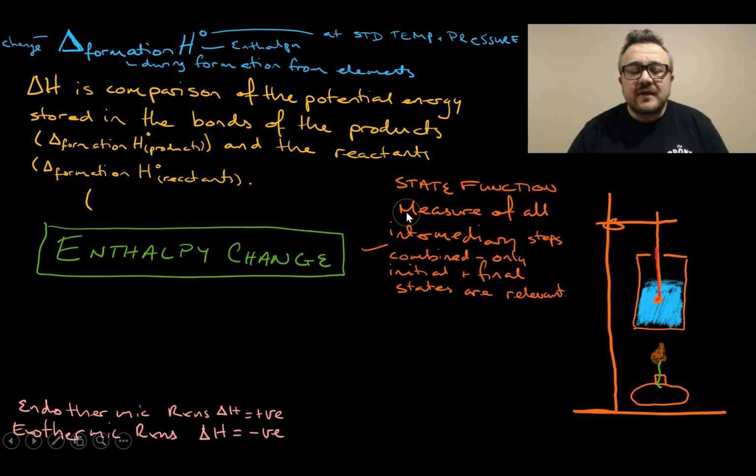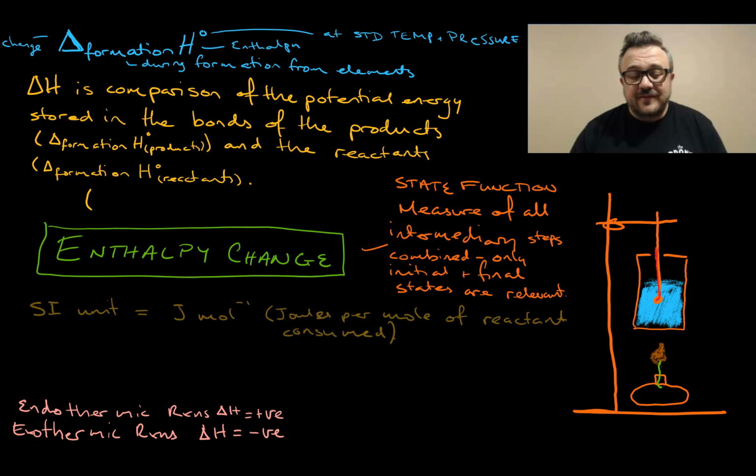Enthalpy of formation is a state function, and this means it measures all of the steps from reactants to products regardless of the path taken. The only thing that matters when we're looking at our enthalpies of formation is what state it's in, whether it's a solid, liquid, or gas, and they're all different. An endothermic reaction will have a positive result, like a positive number, and an exothermic reaction will have a negative number.